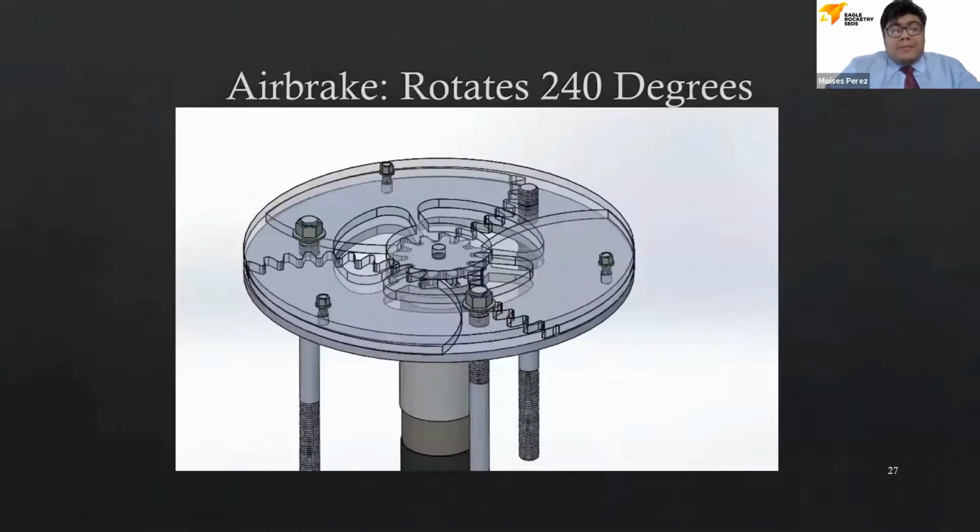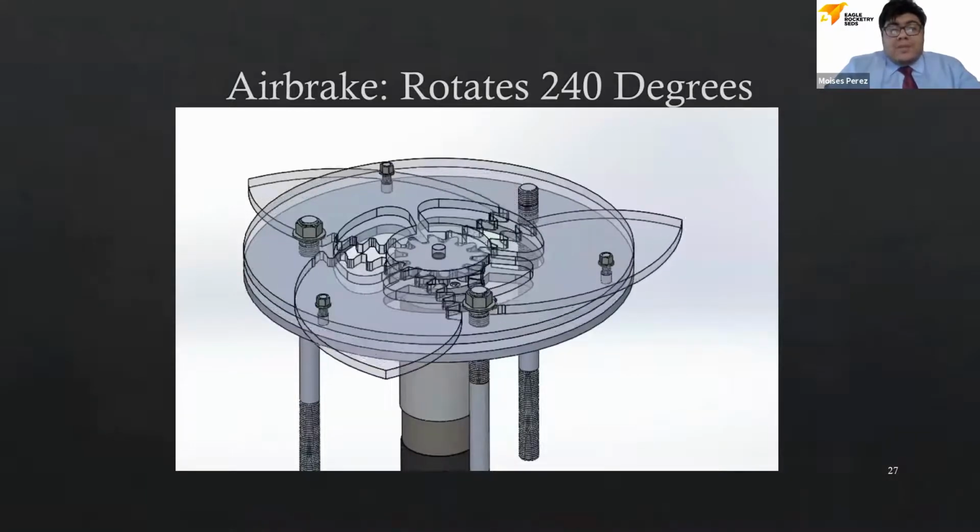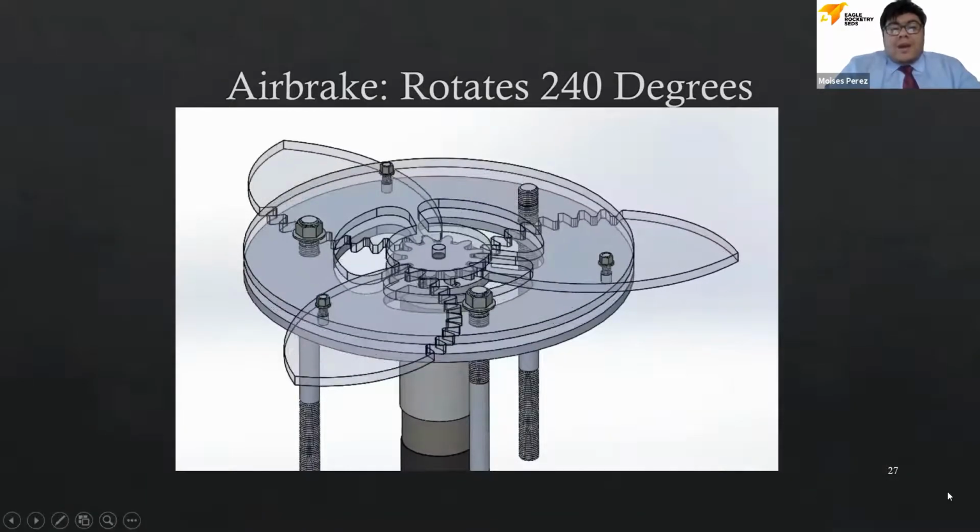Next, we have a video. Here we could see the air brake system rotating 240 degrees in order to open. Then it would just do the same thing backwards, 240 degrees to close.